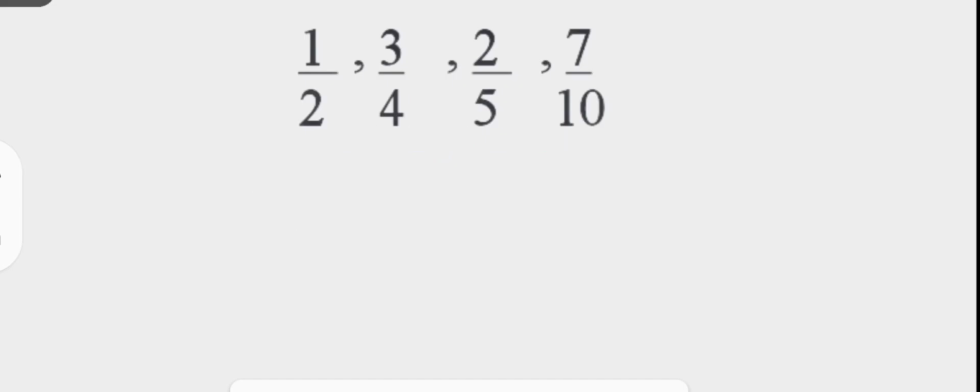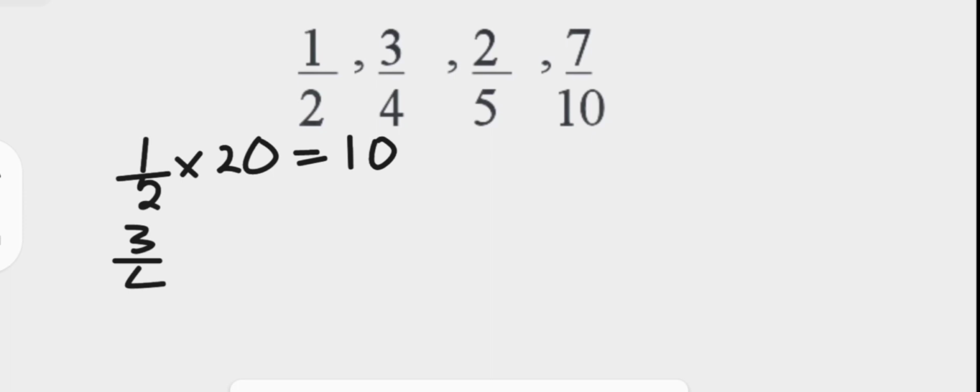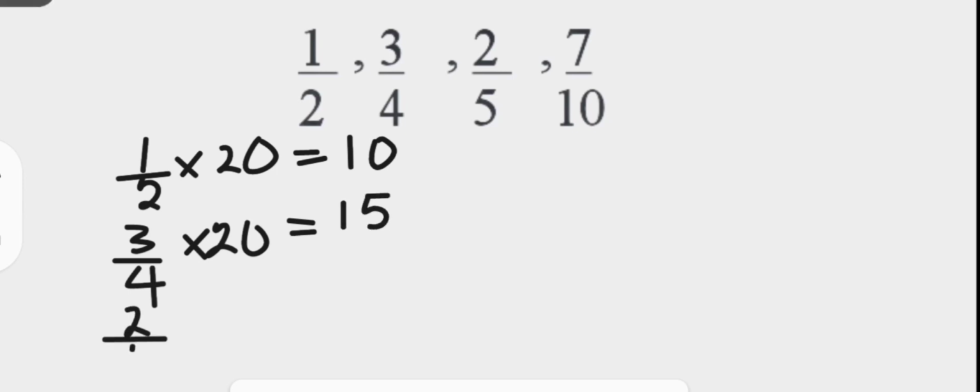The third method, the use of whole numbers through the LCM. Don't forget, the LCM remains 20. Now, each fraction will be multiplied by the LCM in order to make it a whole number. So starting with 1 over 2 again, we have 1 over 2 times 20, and that gives 10. 3 over 4 times 20, that gives 4 in 20 is 5, and 5 times 3 is 15.